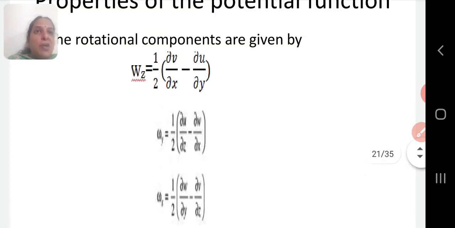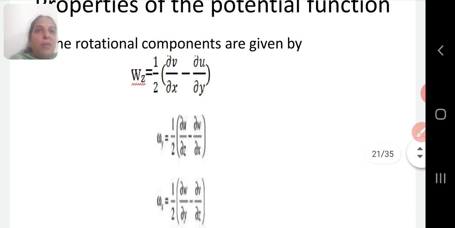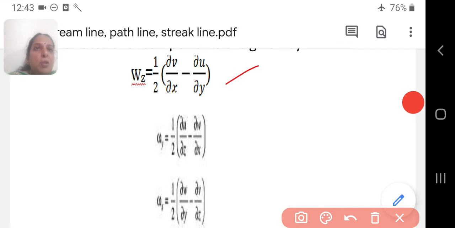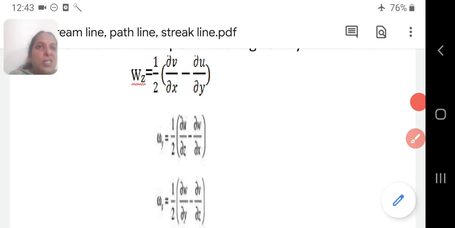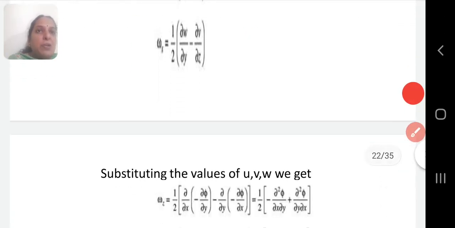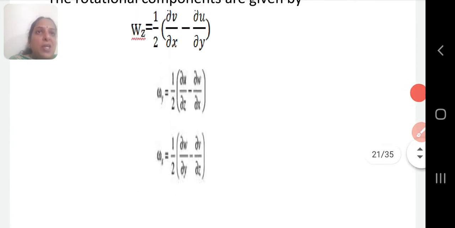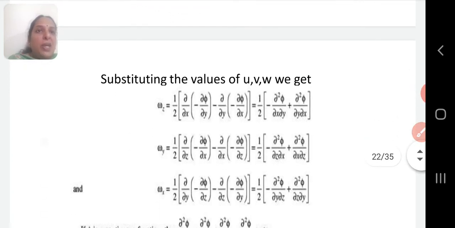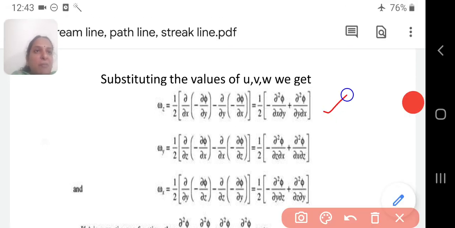Okay, what is your equation? Here you have half of dou v by dou x minus dou u by dou y. Okay, so just consider this equation. So in this equation you substitute the value of v and u. You know the value of v and u. What is that? Dou pi by dou y and dou pi by dou x. So you substitute the values here and you solve it. You will get the final equation as half of minus dou square pi by dou x dou y plus dou square pi by dou y dou x. Similarly in the y direction and similarly in the z direction we get these values.